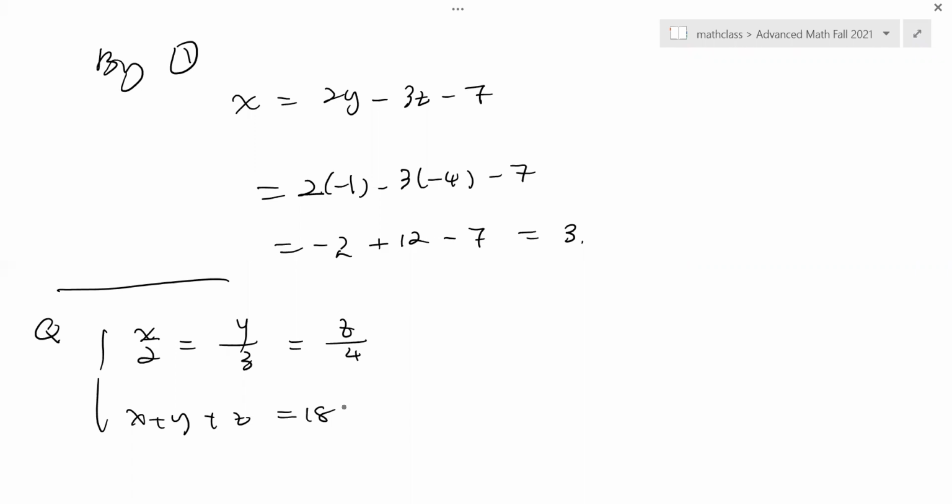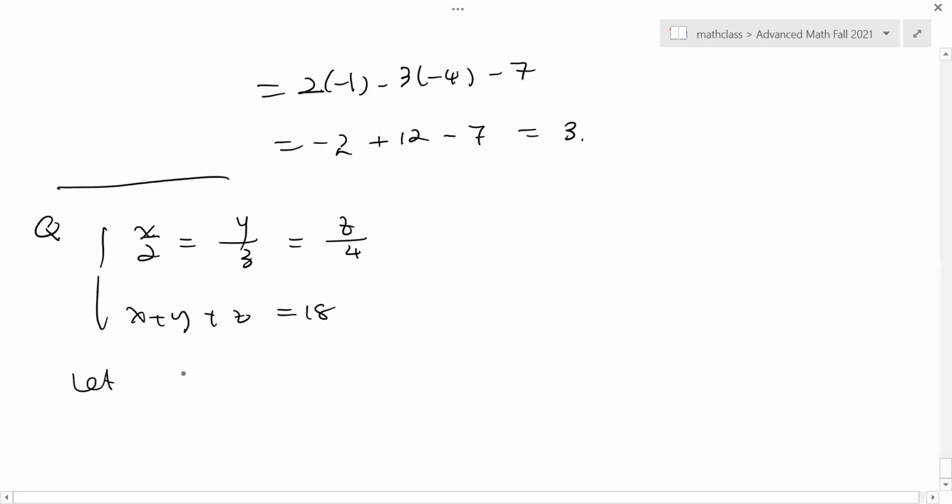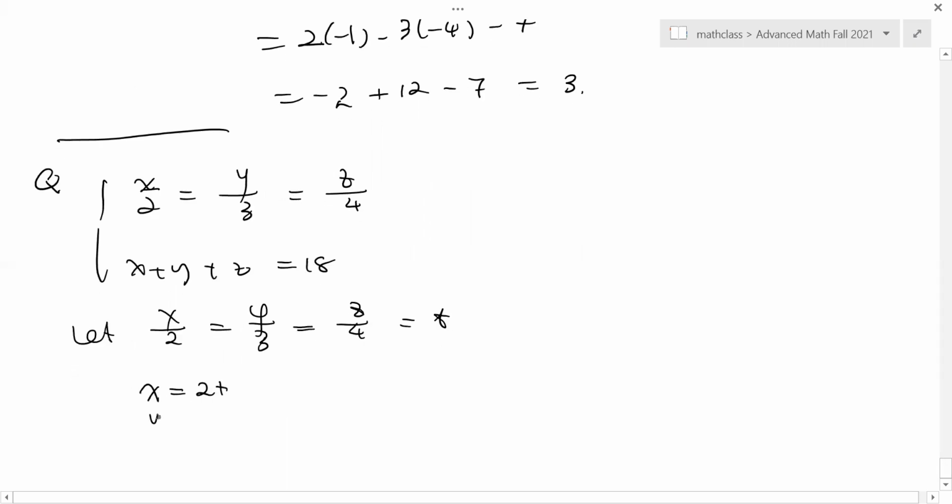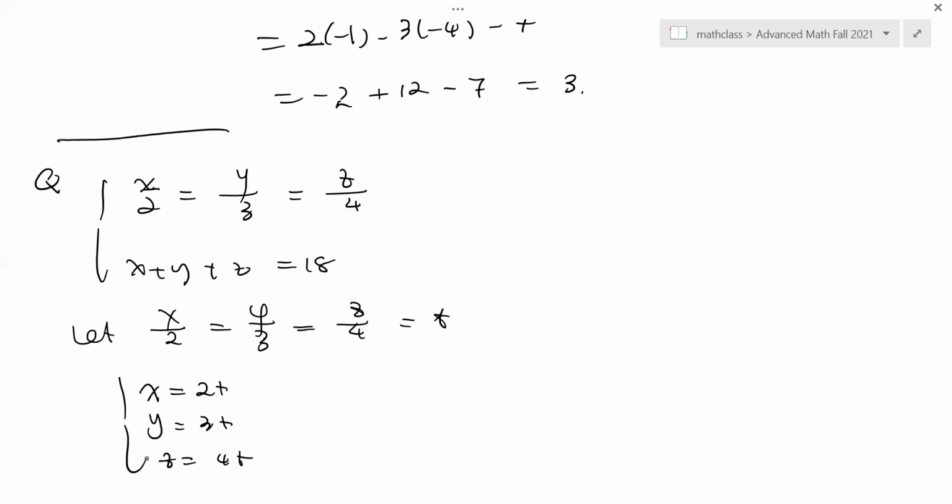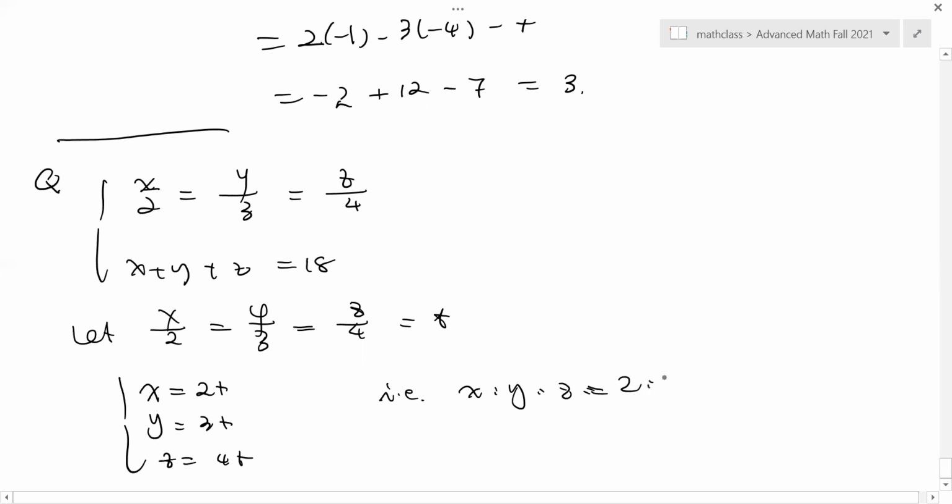All right. Wow, Evan got an answer. Great. All right, so let me show you. Now, the first equation is strange, right? So we can let x over 2, y over 3, z over 4 be t. Then you have x equals 2t, y equals 3t, z equals 4t. So the first equation implies x to y to z is 2 to 3 to 4.